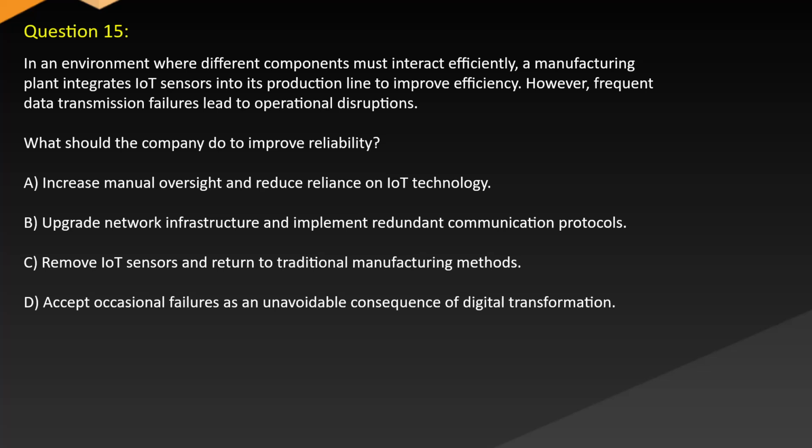A. Increase manual oversight and reduce reliance on IoT technology. B. Upgrade network infrastructure and implement redundant communication protocols. C. Remove IoT sensors and return to traditional manufacturing methods. D. Accept occasional failures as an unavoidable consequence of digital transformation.